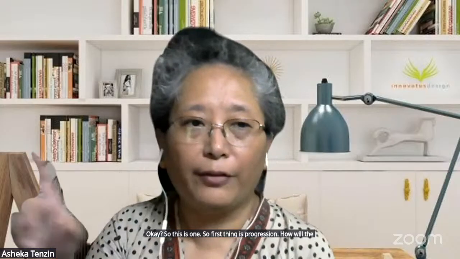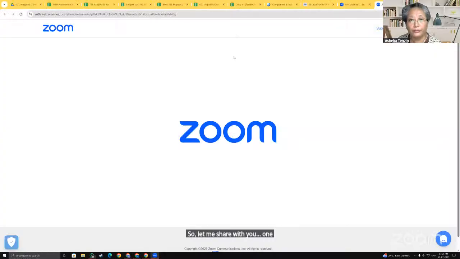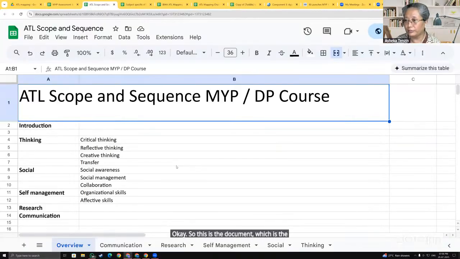So first thing is progression. How will the skills look right from nursery to DP2? And secondly, the mapping of the skills, where the skills are taught, in which subject, in which grade. So these are two documents that you need to look at. So let me share with you one document. This is the document, which is the progression chart.